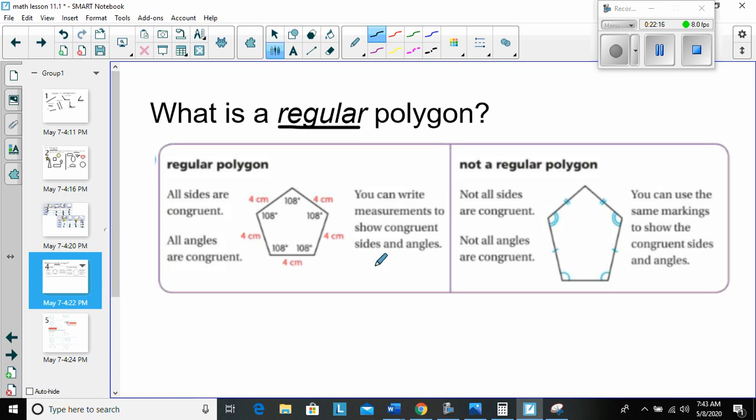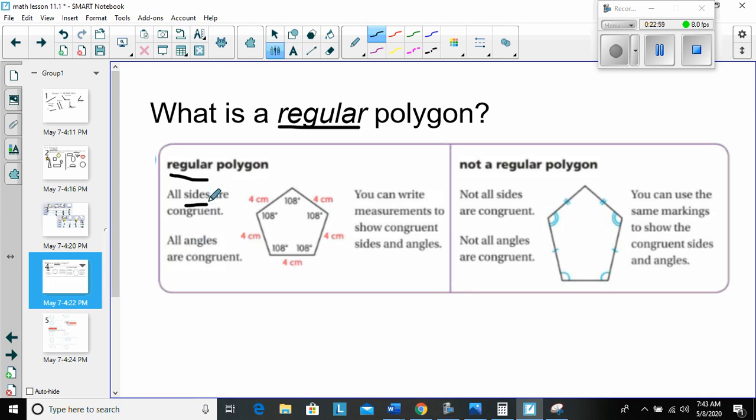regularity in polygons depends on the sides and the angles. Okay, so we have 2 examples here. This one right here is a regular polygon, and what makes it regular is all sides are congruent. Congruent means same size, same measure. All right, so the sides have to be congruent to make it regular. So we got 4 centimeters here, 4 centimeters here, 4, 4, and 4. So since they're all the same measure of 4 centimeters, that's congruency. Congruency means same size, same shape, okay? And they're all lines, and they're all the same measurement. So this is congruent lines.